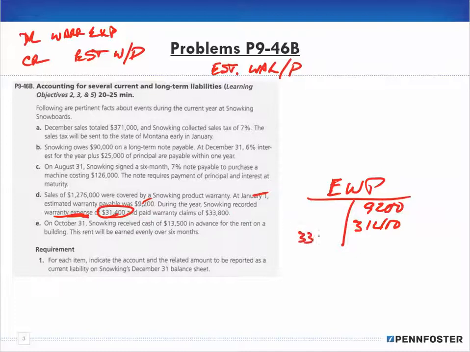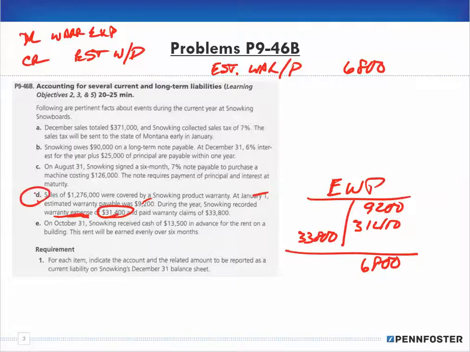Okay, so then it also had warranty claims of $33,800, right? So that's going to be a debit of $33,800. And when you add them all up, you end up with a credit balance of $6,800. So our estimated warranty payable on the current liability is going to show $6,800.